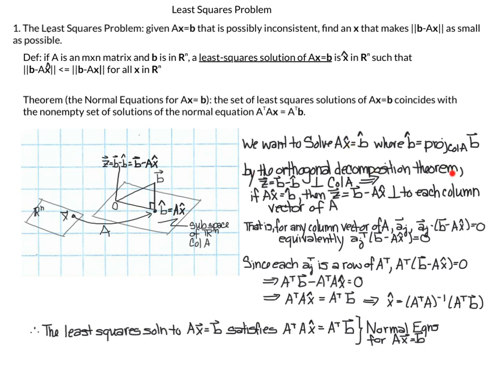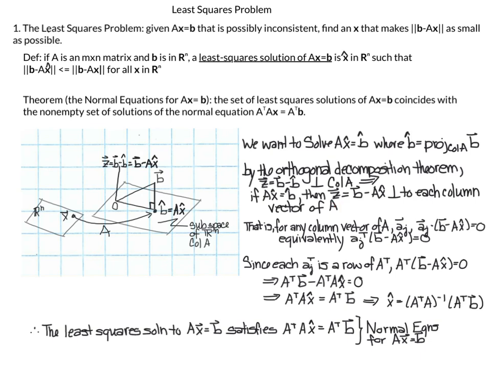So by the orthogonal decomposition theorem, we can decompose this vector B into a B hat plus some other vector orthogonal to B hat. So Z equals B minus B hat is orthogonal to the column space of A. And again, that came from the orthogonal decomposition theorem. So if A X hat equals B hat, we can substitute A X hat in for this B hat and get Z equals B minus A X hat. And we'll know that that is now orthogonal to each column vector of A.